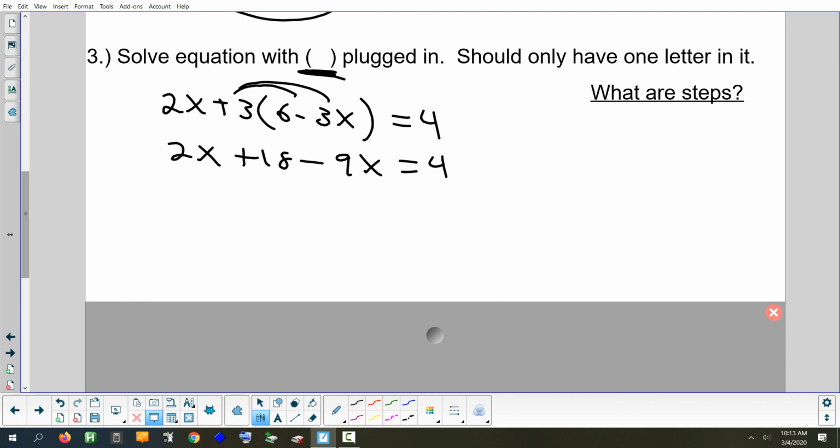2x. 2x minus 9x. I don't know. You want to help her out? What's 2x take away 9x? Oh, negative 7x. Negative 7x.